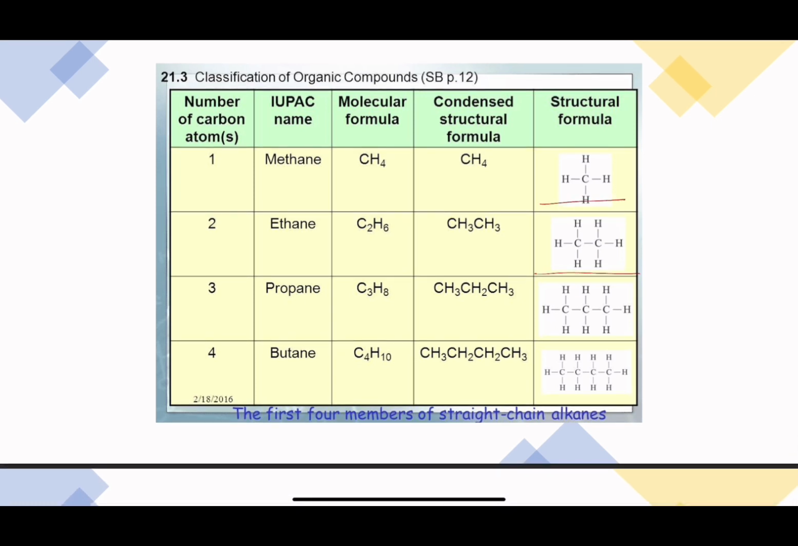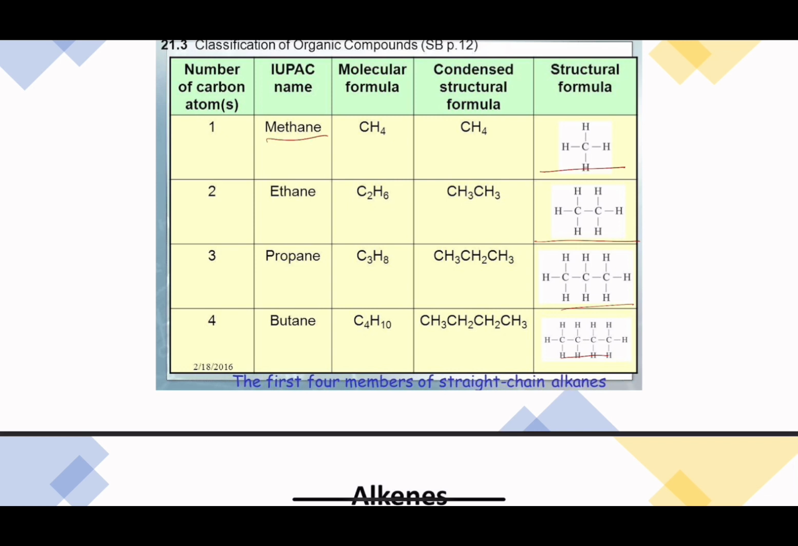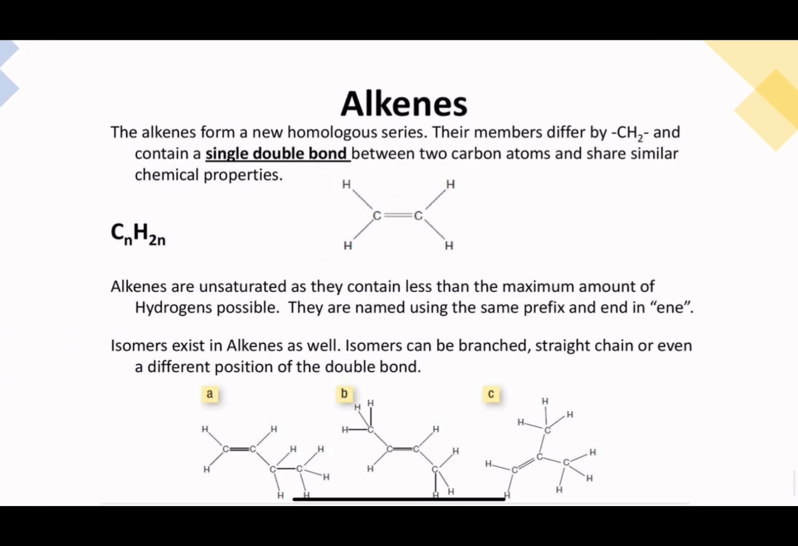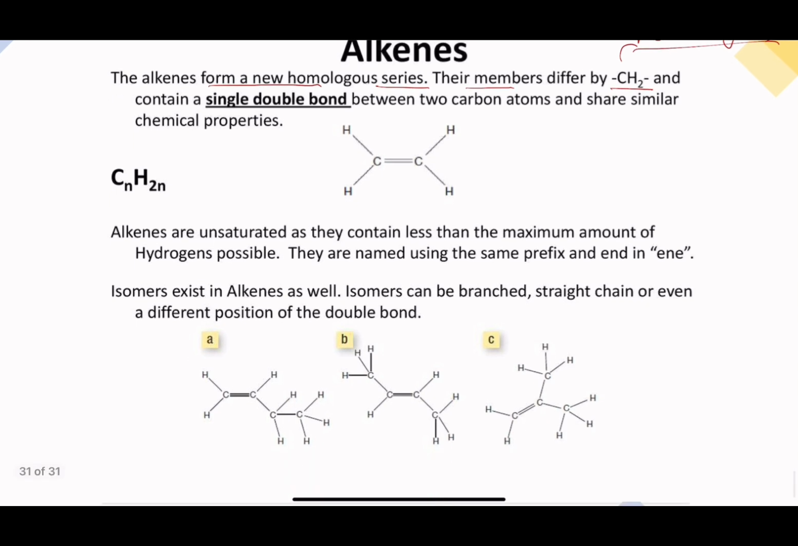Okay, so these are the names of the classification of organic compounds. They have shown the expanded form in here. So methane is one carbon, ethane is two carbons. They are like this, propane and butane. And the alkanes form a homologous series. Their members only differ by CH2, meaning that they are all a homologous series. So they have a single bond. And the alkane formula is like this: CnH2n+2.